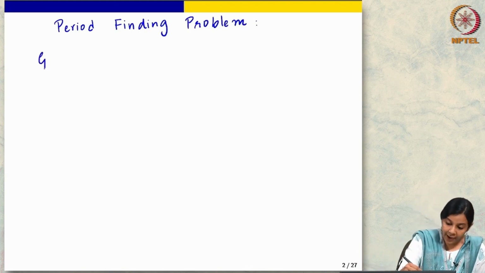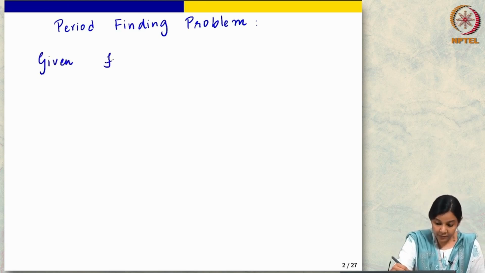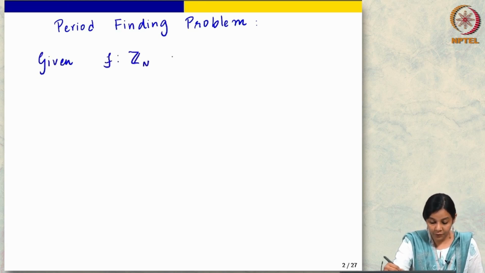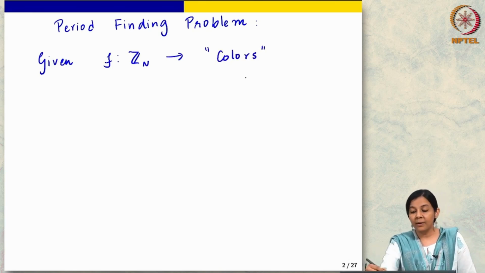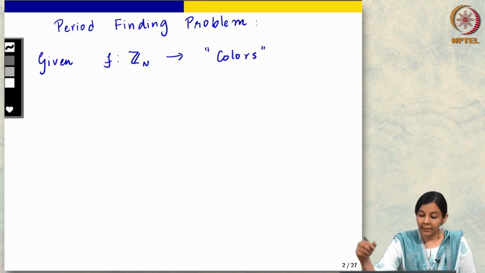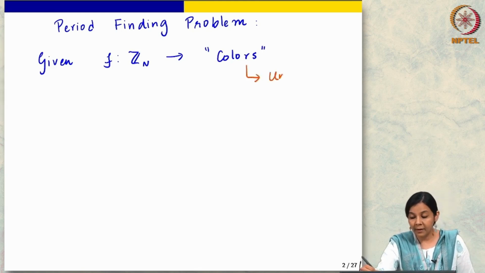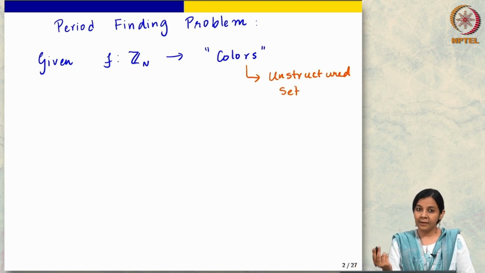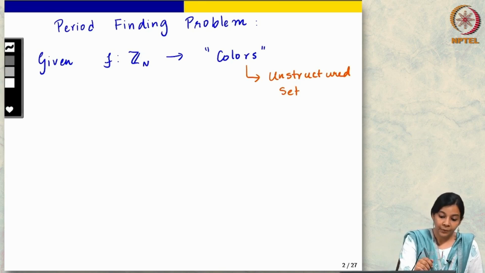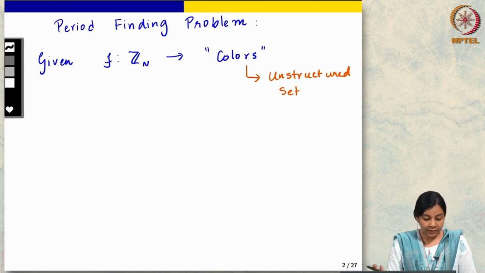Here what you have is a periodic function. Let us say that this function goes from Zn to some set of colors. What do these colors indicate? It just means that this is an unstructured set. We will not particularly care about red, blue, green and other colors. It indicates that there is no algebraic structure that we can make use of over here.